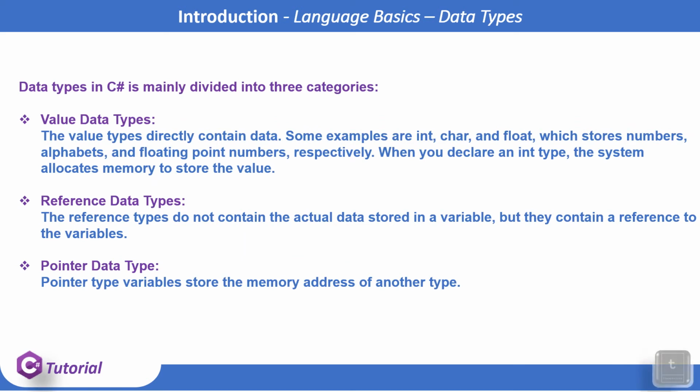Data types in C# are mainly divided into three categories. Value data types. The value types directly contain data. Some examples are int, char, and float, which store numbers, alphabets, and floating point numbers, respectively. When you declare an int type, the system allocates memory to store the value. Reference data types. The reference types do not contain the actual data stored in a variable, but they contain a reference to the variables. Pointer data type. Pointer type variables store the memory address of another type.